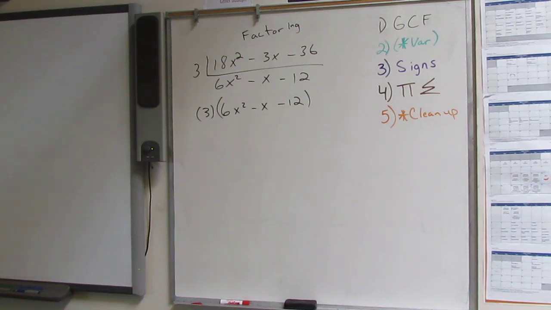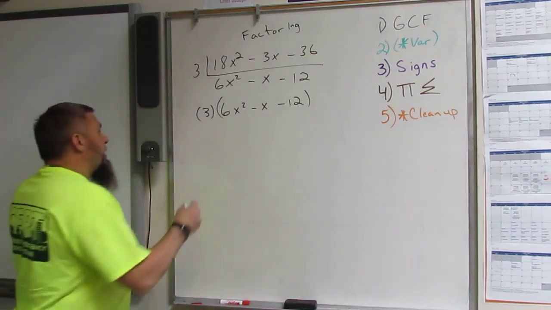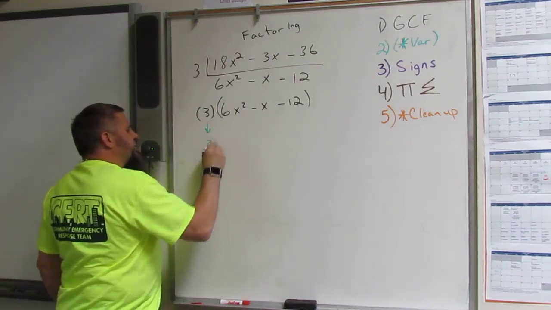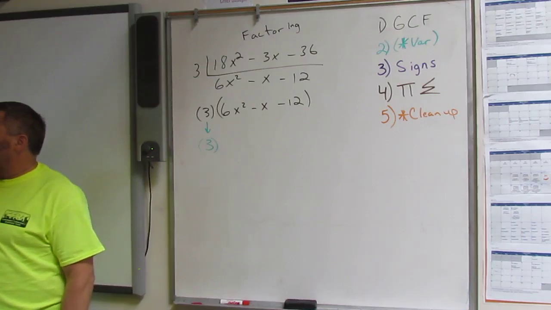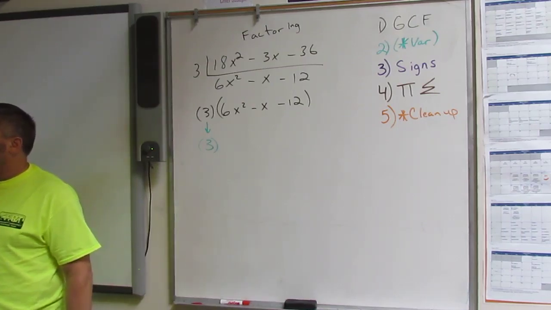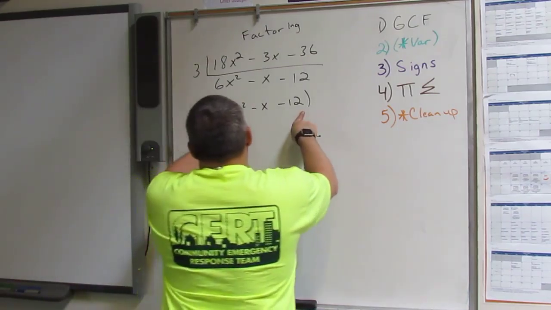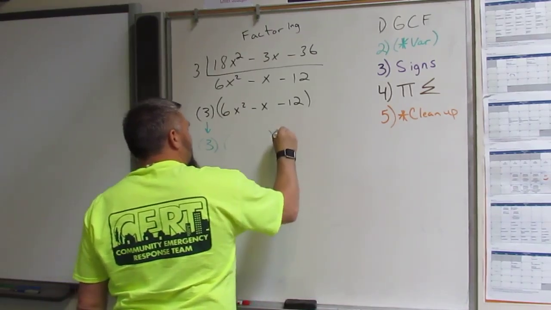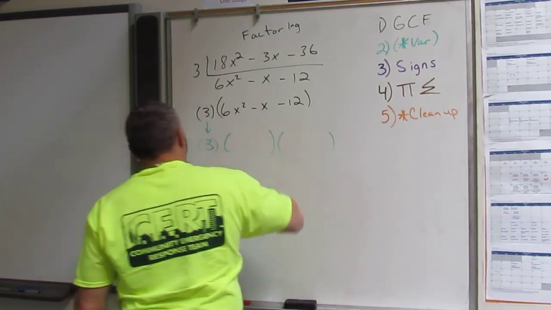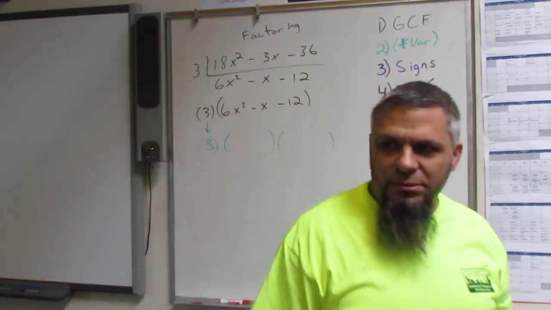Okay. All right, next. Green, right? This just comes down. This just continues to come down because that's your factor. Now, this gets split up into 2 pieces. We're going to make it into 2 binomials.